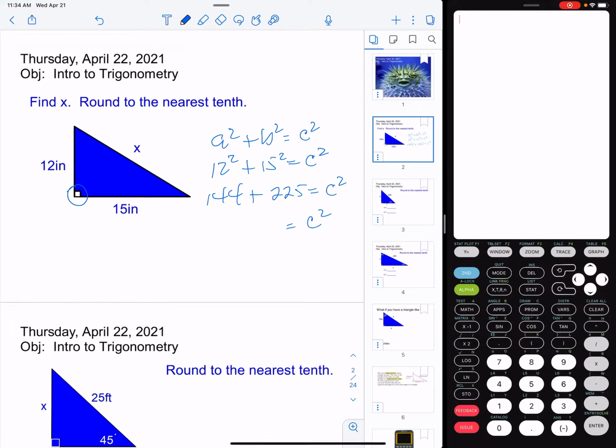So we take those two numbers and add them together, 144 plus 225, and you end up with 369. Now, I don't want c squared, I want c. So we take the square root, and you find out that c, the square root of 369, is approximately 19.2. In this case, inches. So x is approximately 19.2 inches. So one thing that we know with right triangles is that if I'm given two sides of a right triangle and asked to find the third, I can use the Pythagorean Theorem to find the missing measure.